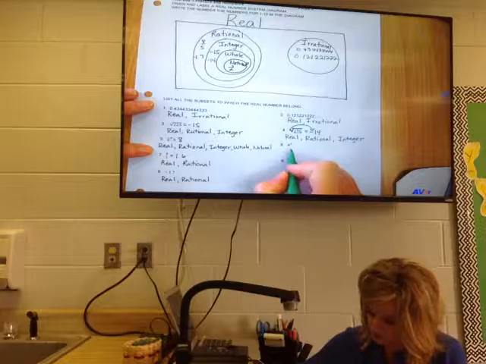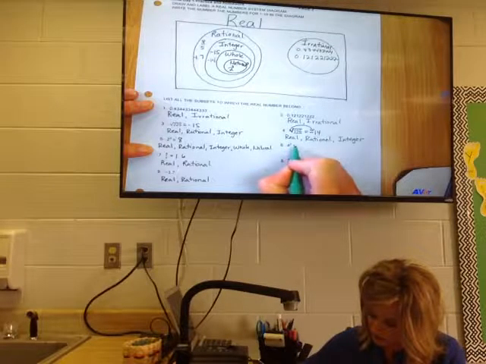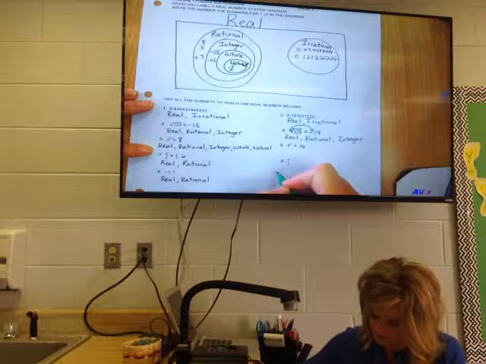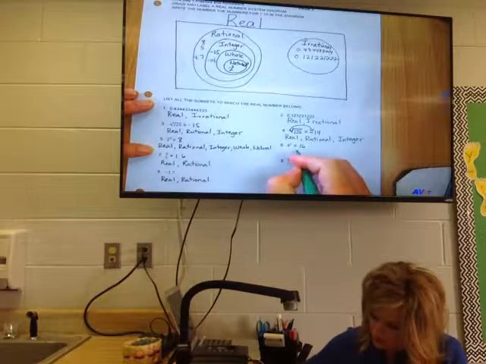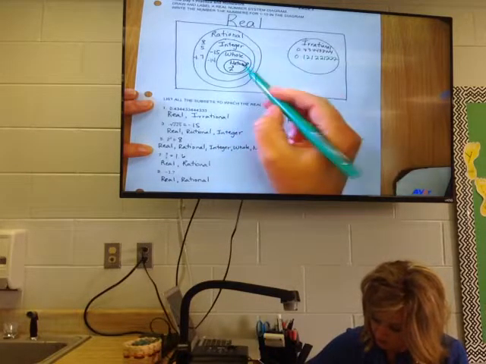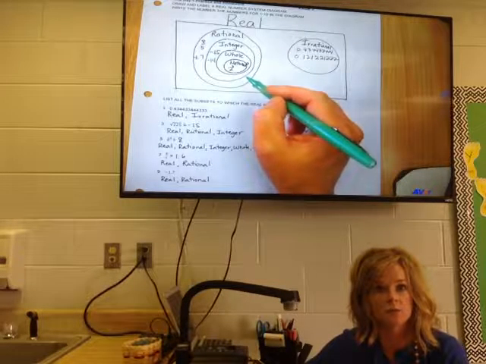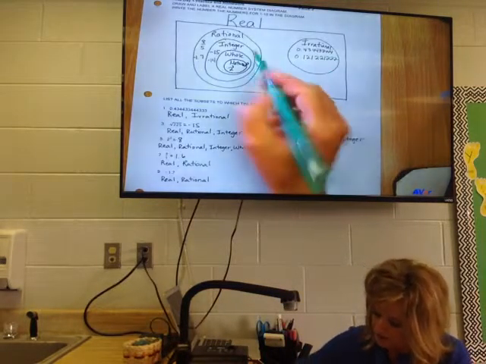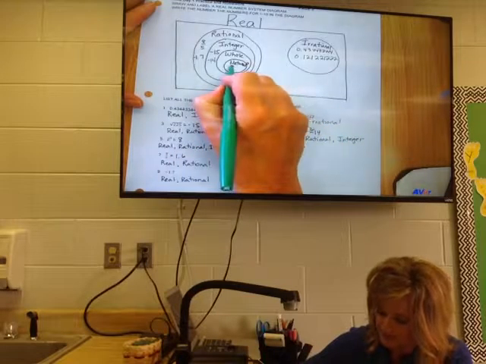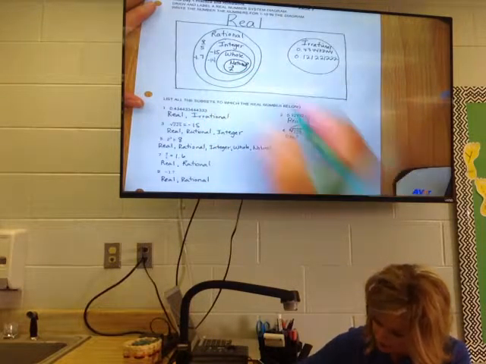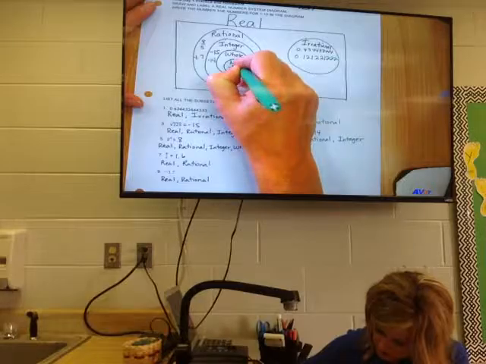The next one, I also have to do a little math. I have 4 to the second power, and 4 to the second power is 16, 4 times 4. And so now I've got to decide, where would I put a 16? Well, I know that I can count to 16. 1, 2, 3, 4, 5, 6, etc. So if I can count to it, then that means it is a natural number because it's counting. So I'm going to put 4 to the second right there.